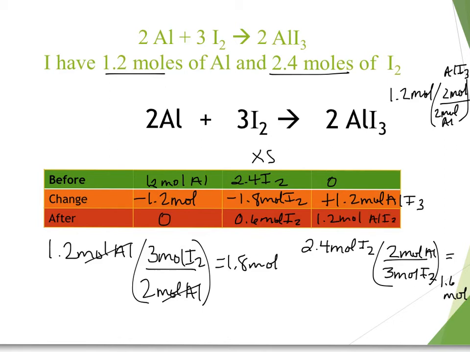aluminum iodide. From here, now that you have moles, if the question asks you for something in grams, like how much excess is left, or how many grams of product you made, you just do molar mass. So you set it up, if you wanted to find the aluminum, it'd be 1.2 moles times the molar mass of aluminum in grams over 1 mole of aluminum iodide. So let's do one more.